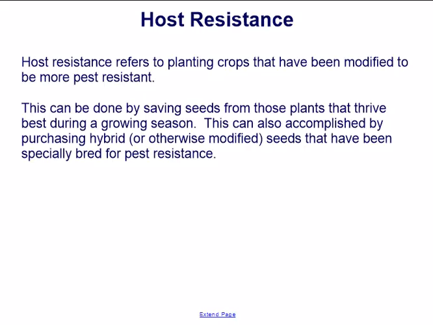Host resistance. Host resistance refers to planting crops that have been modified to be more pest resistant. This can be done by saving seeds from those plants that thrive best during a growing season. This can also be accomplished by purchasing hybrid or otherwise modified seeds that have been specially bred for pest resistance.